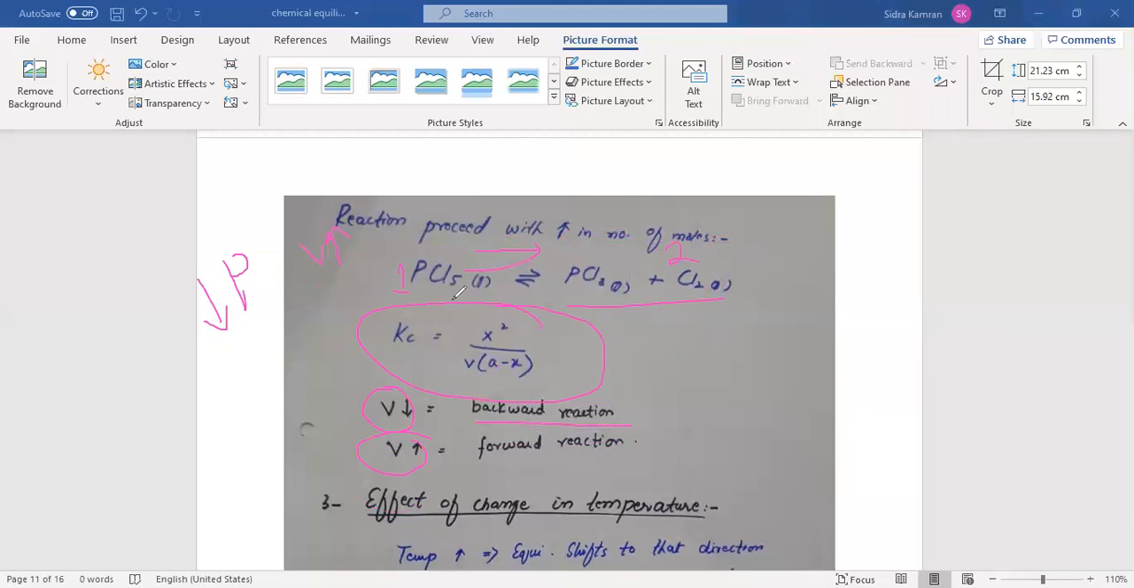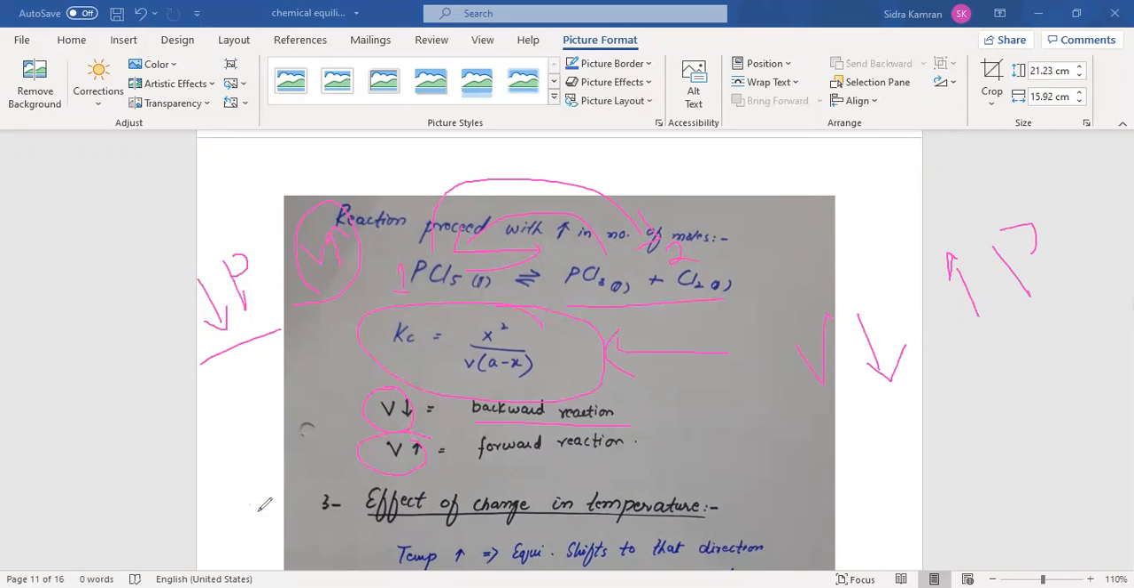the reaction will go forward. If you decrease the volume, increasing the pressure, then the reaction will go backward. Why? Because on the product side the number of moles is higher, so by increasing the pressure it will move towards the lesser number of moles. If you decrease the pressure or increase the volume, it will move towards the product side, the forward direction.